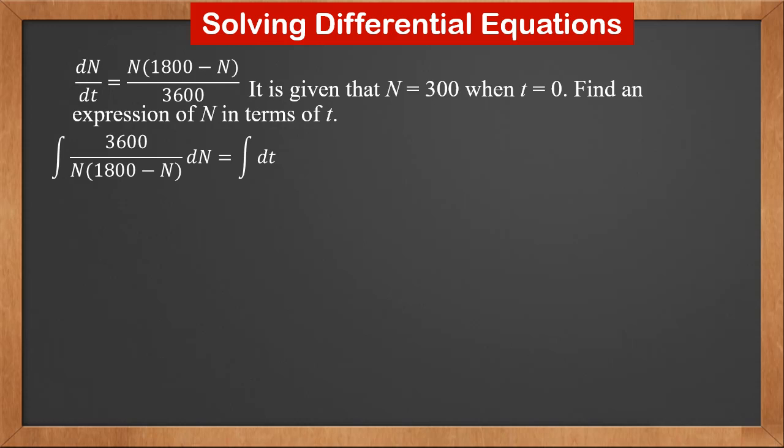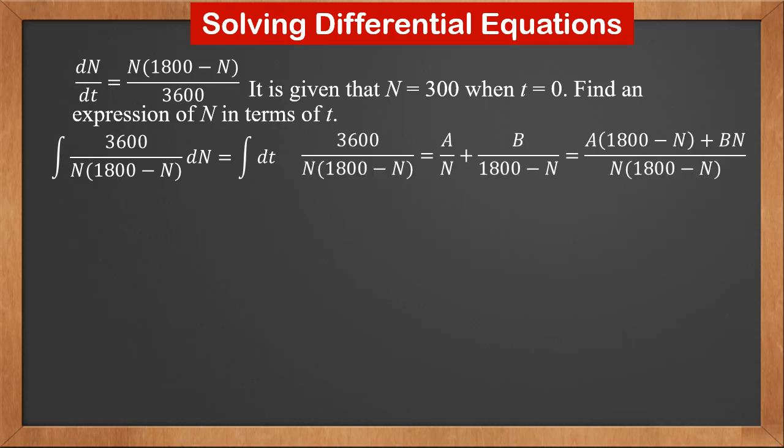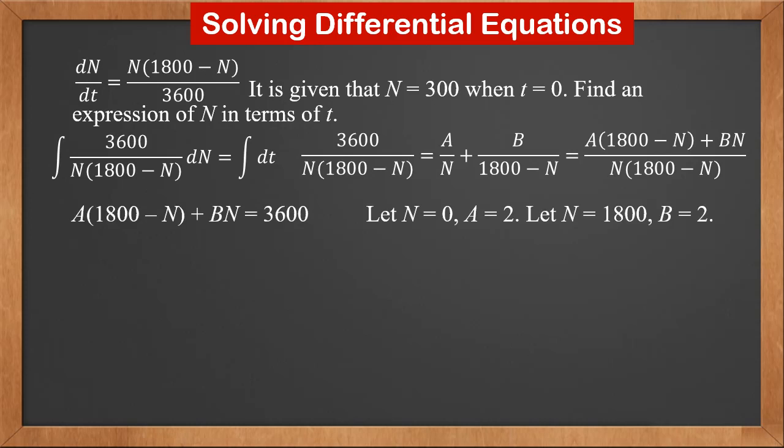For the left side, we can break it into partial fractions. Let it equal a over n plus b over 1800 minus n. Combine them, we get a times 1800 minus n plus bn over n times 1800 minus n. So a times 1800 minus n plus bn equals 3600. Let n equal 0. We get a as 2. Let n equal 1800, we get b as 2. So it becomes the integral of 2 over n plus 2 over 1800 minus n dn equals the integral of dt.